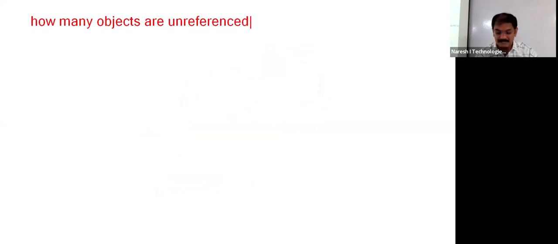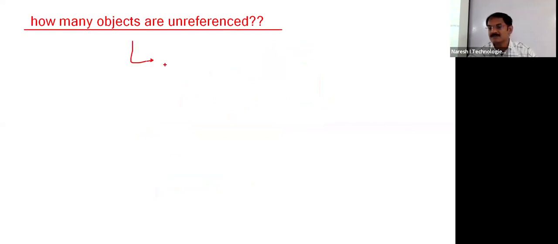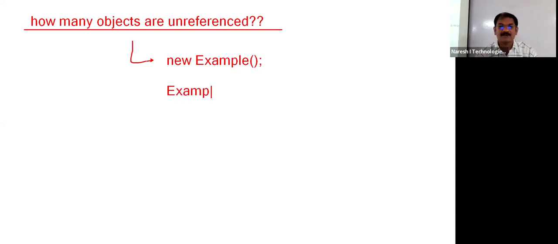In an interview, they will ask a question: identify how many objects are eligible for garbage collection. What you have to find out is how many objects are unreferenced. You have to calculate, and then tell the number of objects eligible for garbage collection. And tell me now, if I write new Example directly in the next line, is it eligible for garbage collection? Yes. Why? It's not pointed to by any reference variable. If it is not pointed to by any reference variable, it is by default unreferenced. Then is it eligible for garbage collection? Yes.